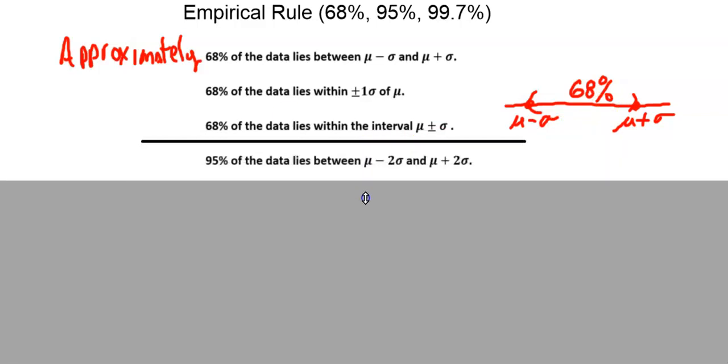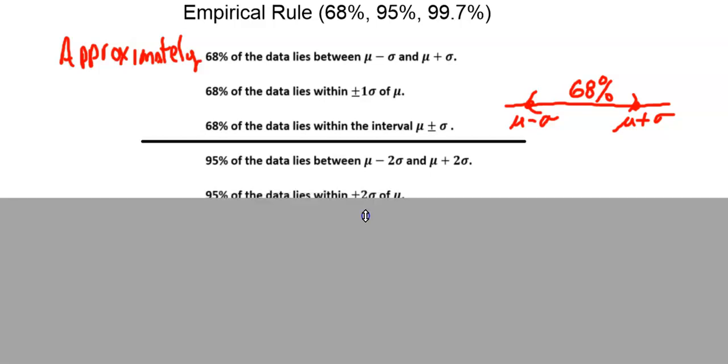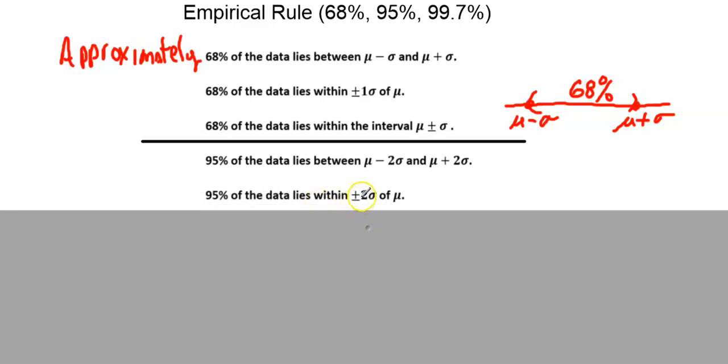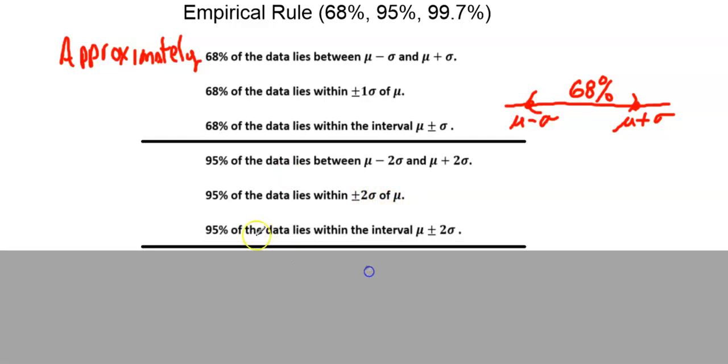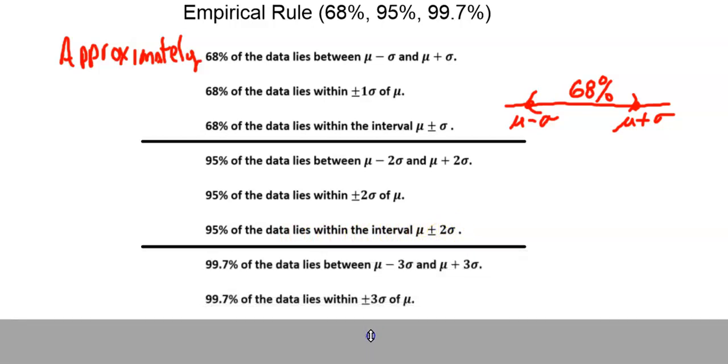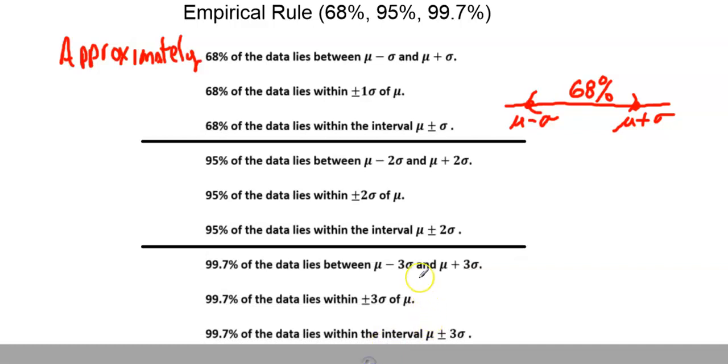Now for 95%, we can make similar statements. It just goes to 2 sigmas, 2 standard deviations above the mean and below the mean. So again, we can say plus or minus 2 sigma of mu. We can say 95% of the data lies within the interval mu plus or minus 2 sigma. And then for 99.7, same sorts of statements, but we go to 3 standard deviations from the mean.